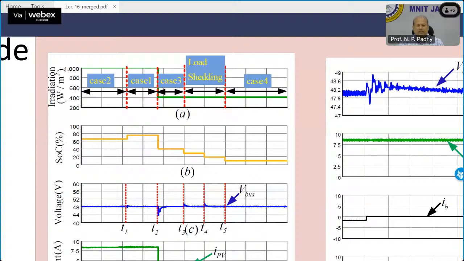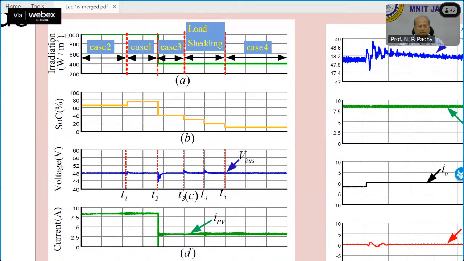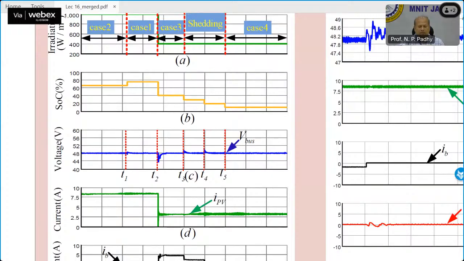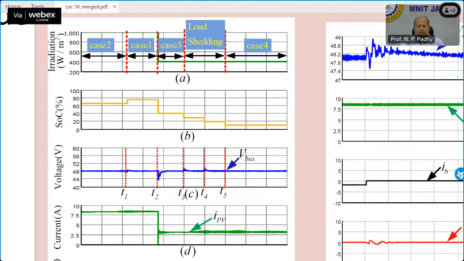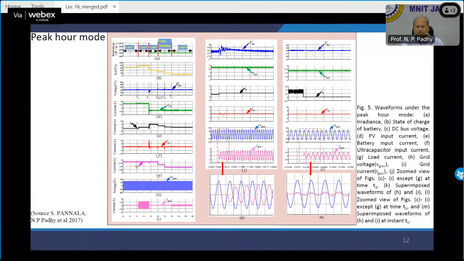Okay, so this is your case 1, case 2, case 3, load shedding, and case 4. So we are talking about different cases for our understanding. I'll explain what the cases are and the SOCs of the battery. You could see how it is varying. The voltages, you can see it is 48 volt, but it is fluctuating in between because of the transient periods. Currents you could see. Now let us try to understand slowly about the cases, and then things will be clearer.